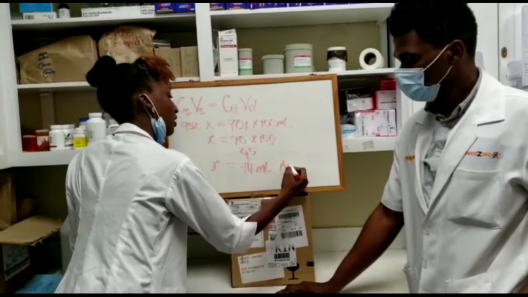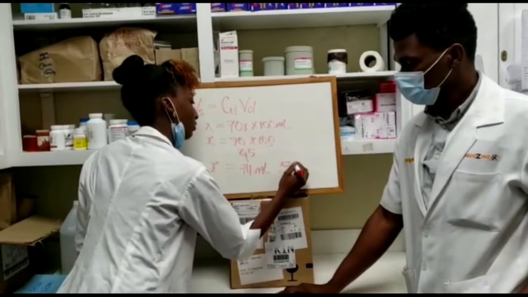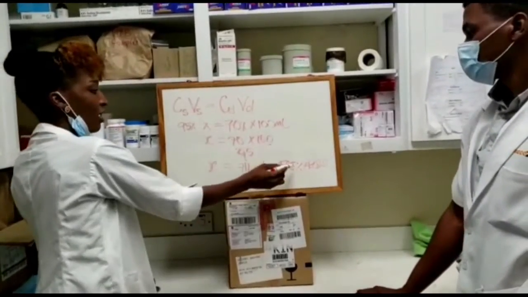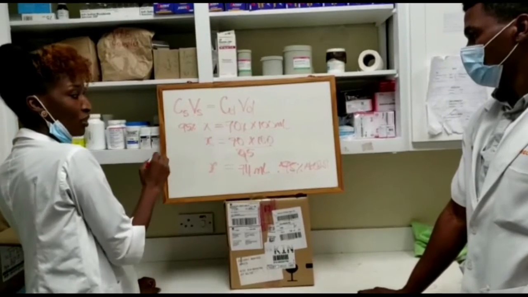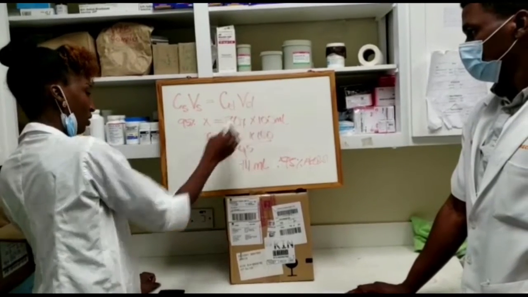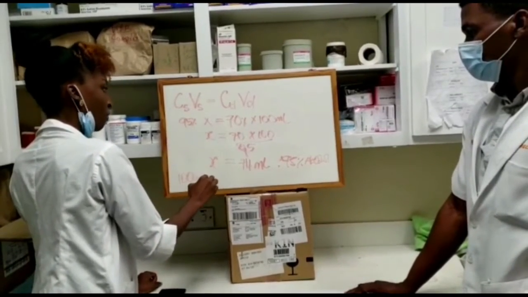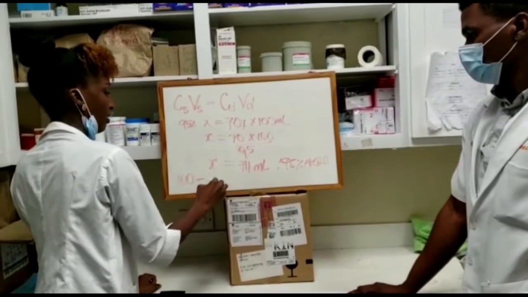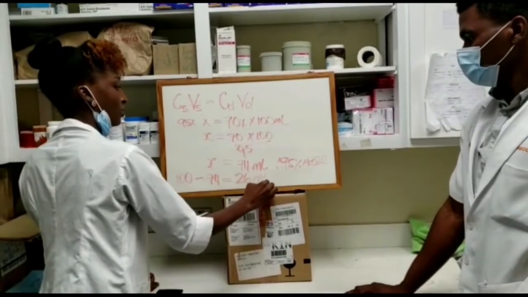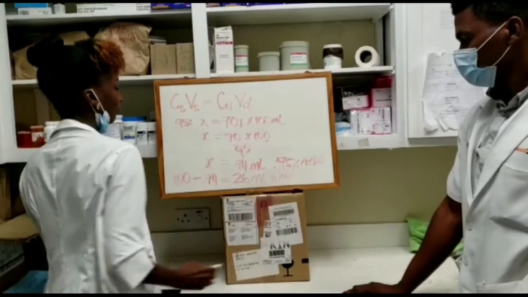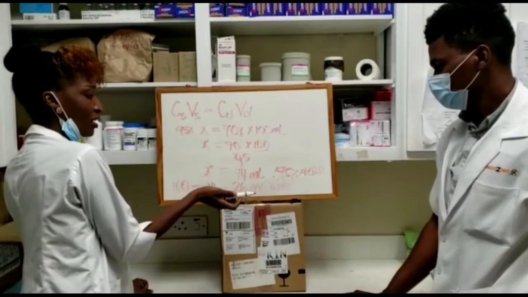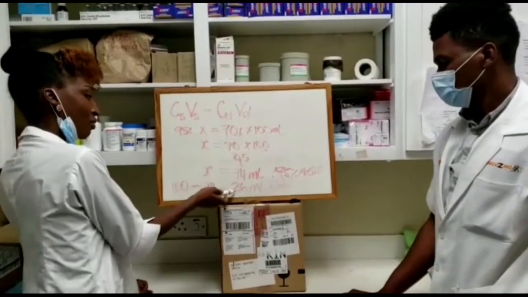And this represents the amount of 95% alcohol that we're going to use. So this is how much of the 95 that we're going to use. And in order to know how much water we're going to use, we take the final volume and minus the amount of alcohol that we got here. That's going to give us 26 mLs of water. Understanding so far? Yes, understood. So the amount of alcohol that we're going to need is 74 mLs and 26 mLs of water.